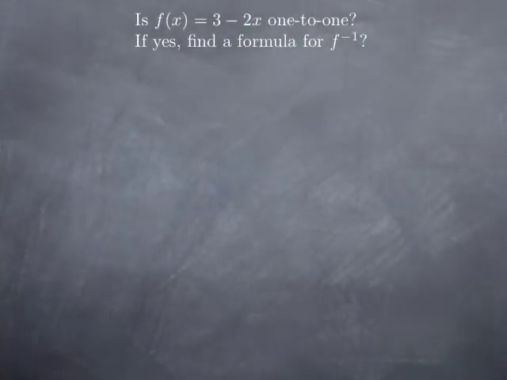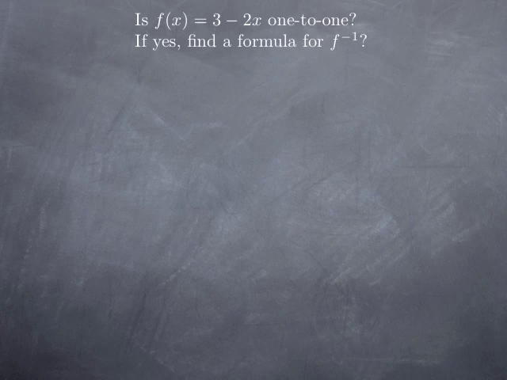Okay, turning to the question of how we find a formula for the inverse function. Let's take the one-to-one function 3 minus 2x. It is one-to-one because it is decreasing, right? The derivative is negative 2, so it's decreasing on the real line. In fact, the graph is simply a line of slope negative 2.